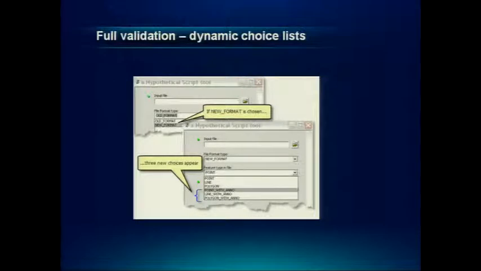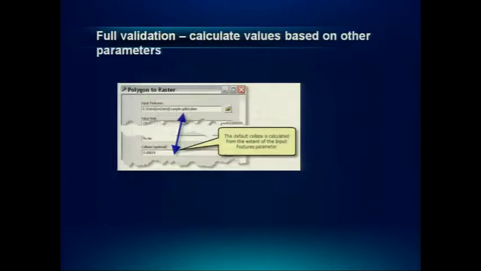But what we can get with full validation, that's stuff that you program, is things like dynamic choice lists. I'll show examples of this, but here we have a hypothetical script tool. We have a file format, and if you choose new format, this feature type and file parameter, we have some new things appended to it. Now, again, I'll show that. That's a dynamic choice list.